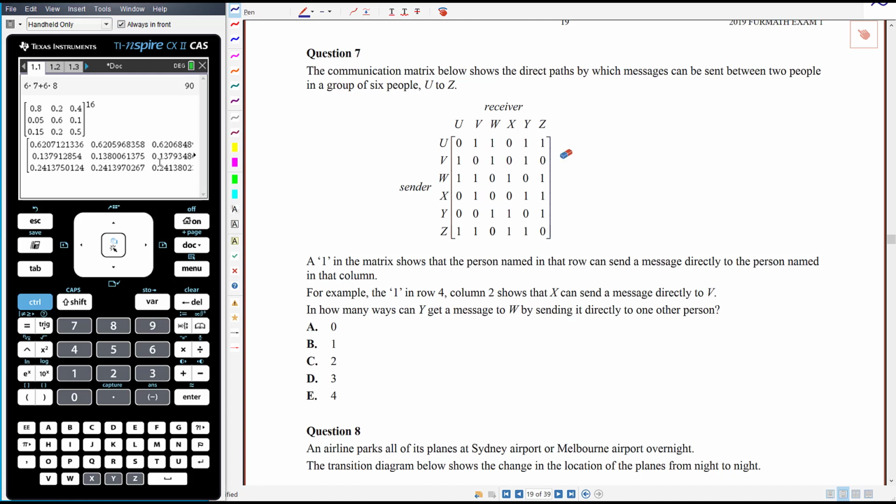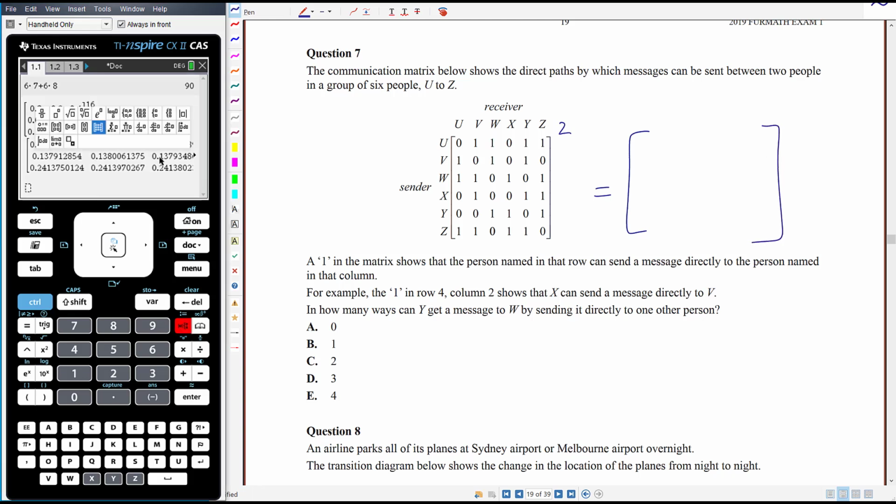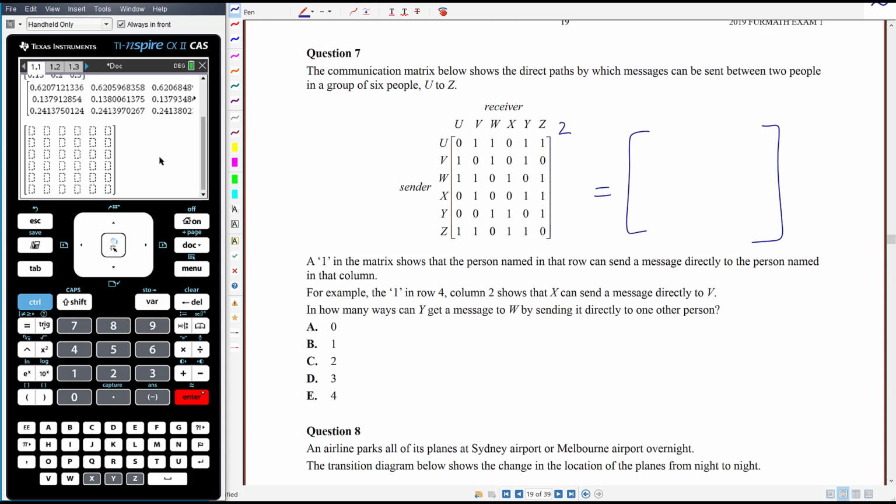In how many ways can Y get a message to W by sending it directly to one other person? Okay, so we want to know how can Y communicate with W in 2 steps. So we want to know the 2-step pathways, and so therefore we want to work out this matrix squared. Okay, so we want to square this matrix. So again, this time it's going to be a 6 by 6 matrix. Might just pause the video while I enter in all the numbers because it's a bit ugly.